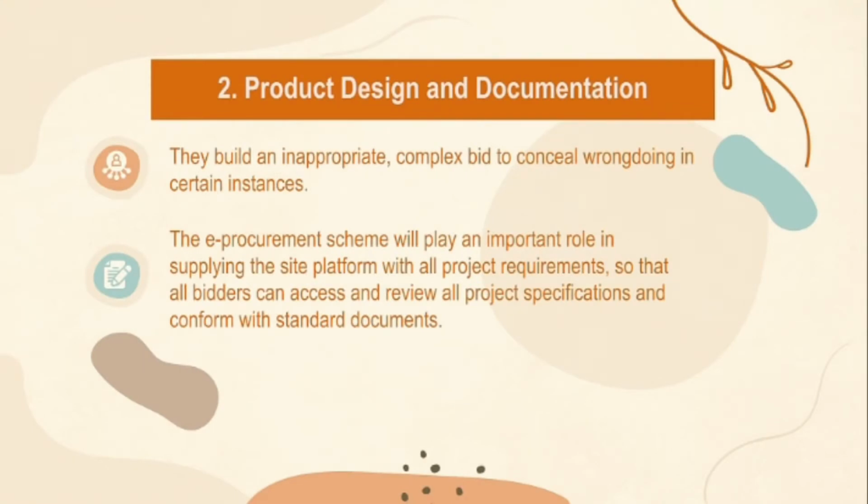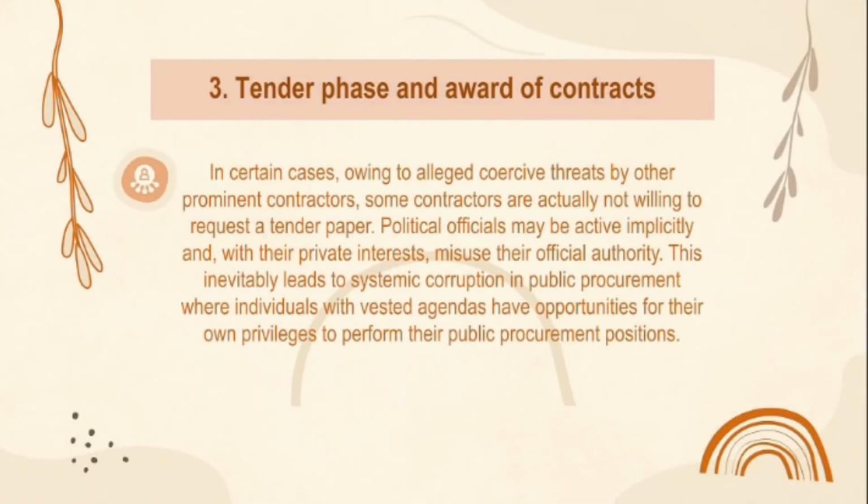Secondly, product design and documentation. Often, the project and technological requirements are crafted in support of a particular supplier by procurement or government officers. They build an inappropriate, complex bid to conceal wrongdoing in certain instances. The e-procurement scheme will play an important role in supplying the site platform with all project requirements, so that all bidders can access and review all project specifications and conform with standard documents. So the nature of the project and the documents are open to the public.